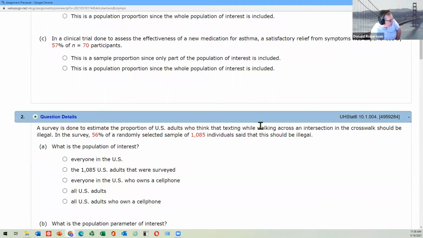In a clinical trial done to assess the effectiveness of a new medication for asthma, a satisfactory relief from symptoms was experienced by 57%, and it was a 70 participant sample. Well, I've actually answered the question, so it's a sample, right? Can you see a difference between a sample proportion and a population proportion? Almost all of them are going to be samples. Occasionally you see somebody asked everybody, in which case that would be a population.